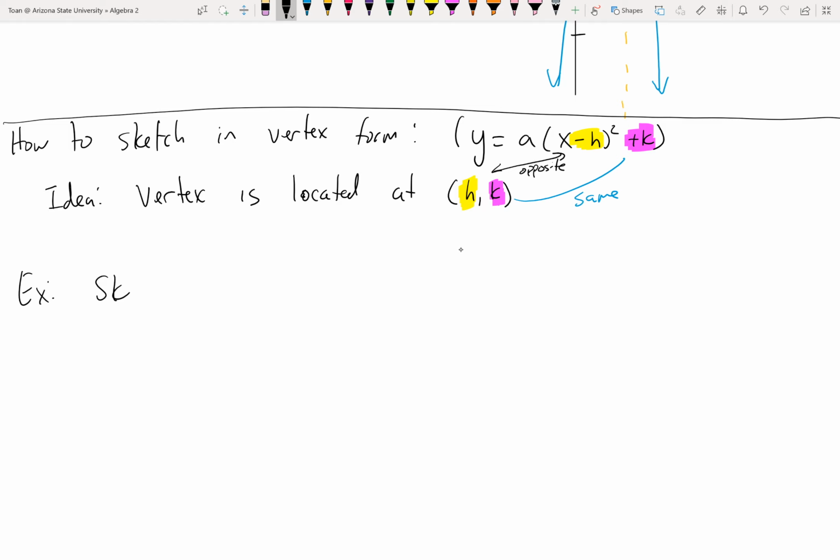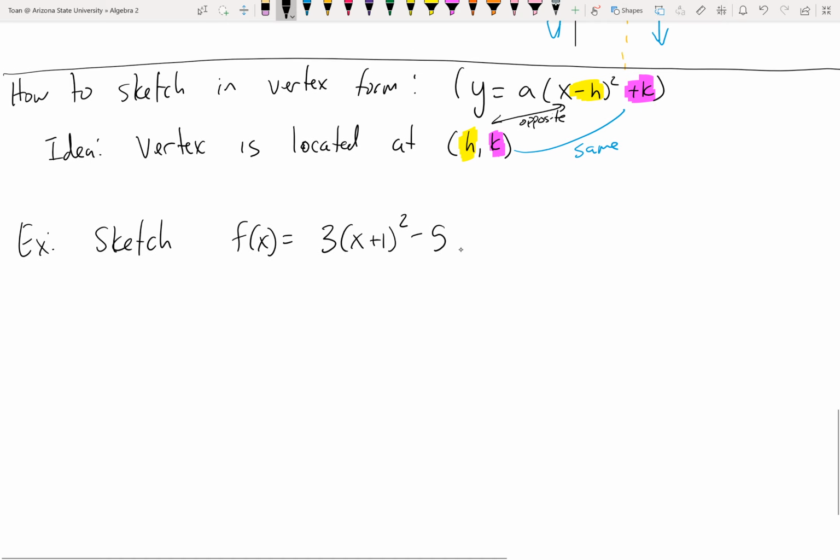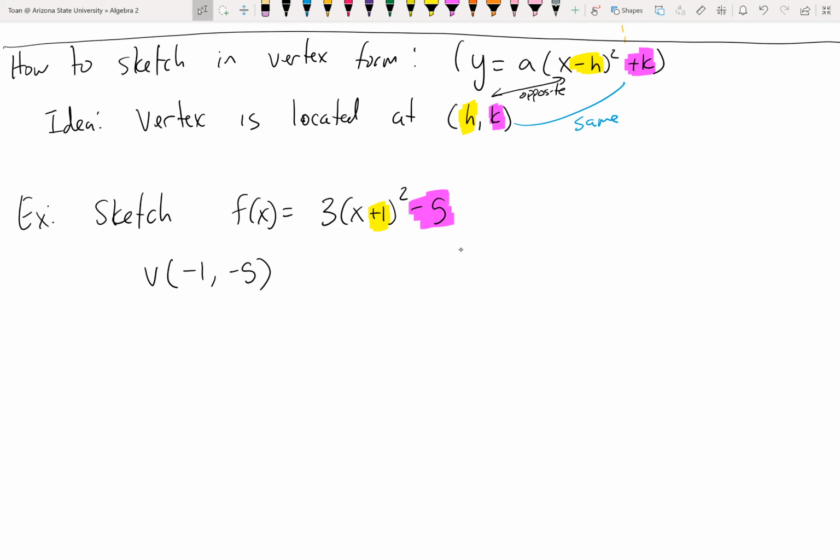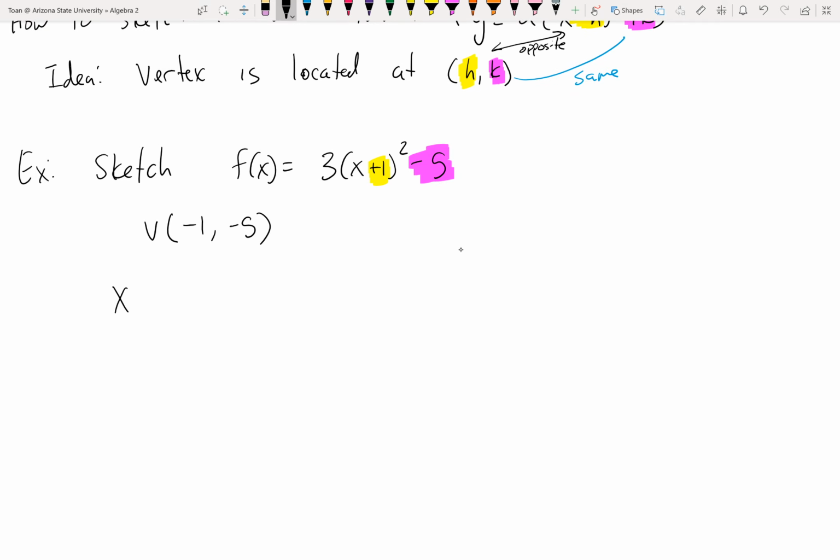So if I ask you to sketch, say f of x equals 3(x plus 1) squared minus 5. So immediately I know that the vertex is located at opposite of this number, negative 1, comma, whatever this number is, which is negative 5. So boom, I didn't have to do any work. I don't have to do any formula. I know that's what the vertex is. And the moment I have my vertex, just make an XY table starting at your vertex.